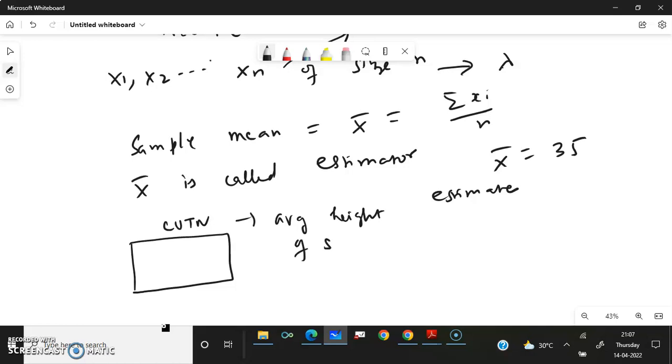Average height of students. All the students of CUTN become our population now. So what do we want to find? The average height of the students. That is my mu. This is what we want to find, the population parameter.